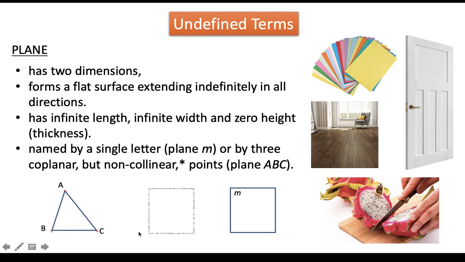Or if a plane has four non-collinear and coplanar points, we can also use these points to name this plane. So we can call this plane ABCD or quadrilateral ABCD.